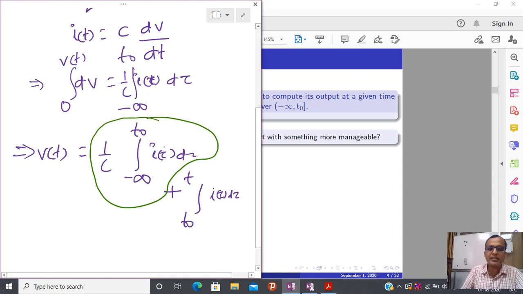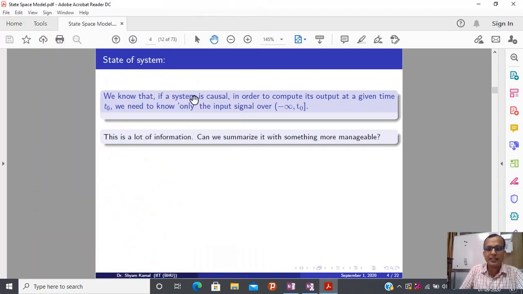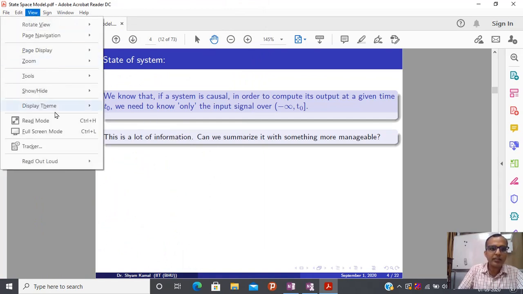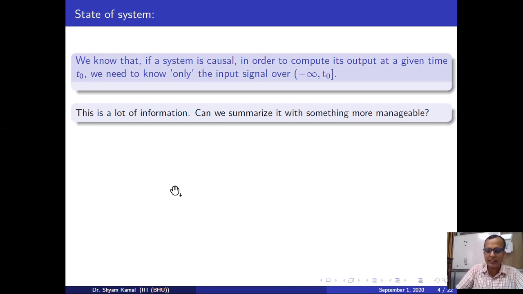So we have to define some kind of definite quantity for this information, because in order to predict the future output at t, I have to understand this particular term, and this term contains information from minus infinity to t0. And if you remember the previous class, that particular information is called the state.